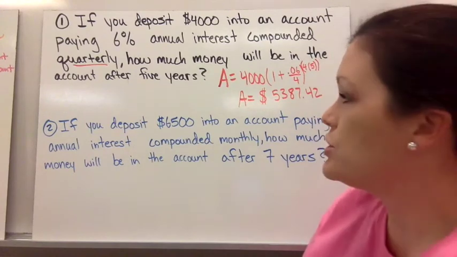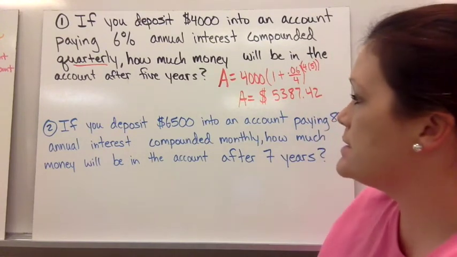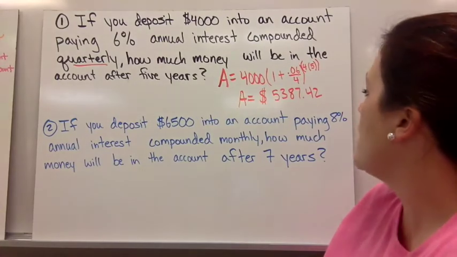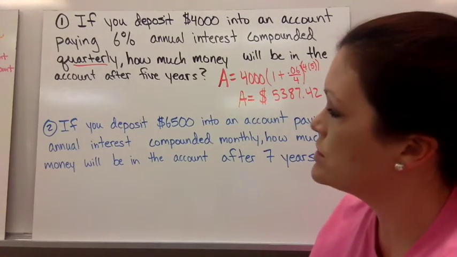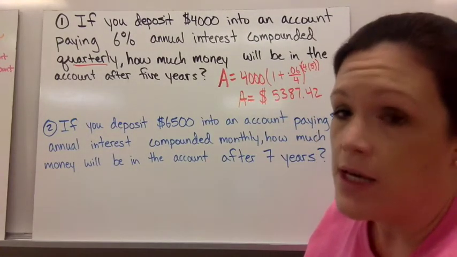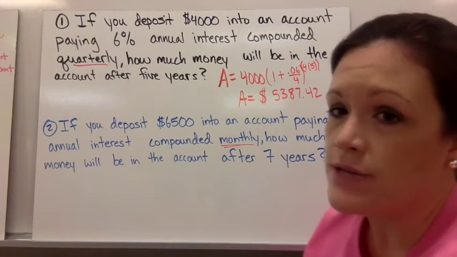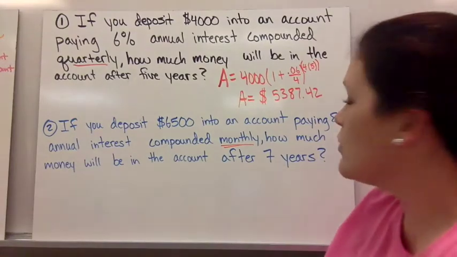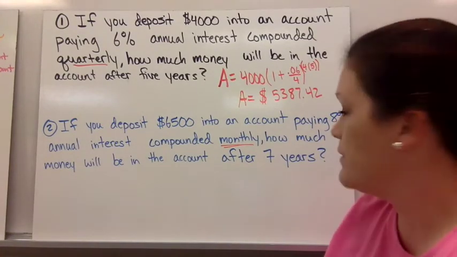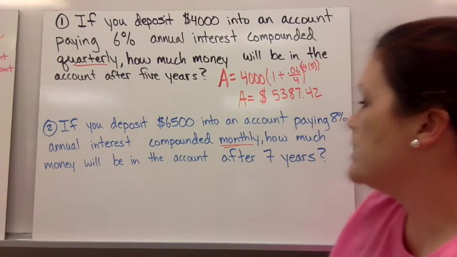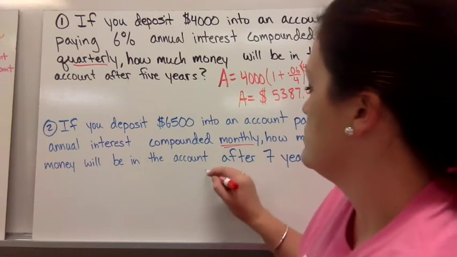Now let's look at number 2. If you deposit $6,500 into an account paying 8% annual interest compounded monthly, again, when they use a word like that, you know you need this formula instead of just the growth formula. Otherwise, the growth formula would work just fine. How much money will be in the account after 7 years?